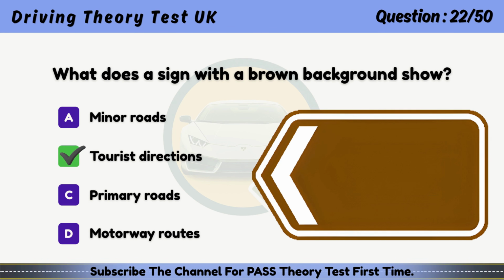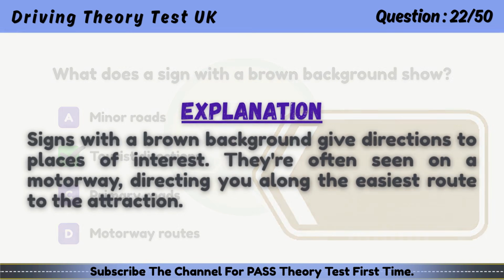Answer is B. Tourist directions. Signs with a brown background give directions to places of interest. They're often seen on a motorway, directing you along the easiest route to the attraction.